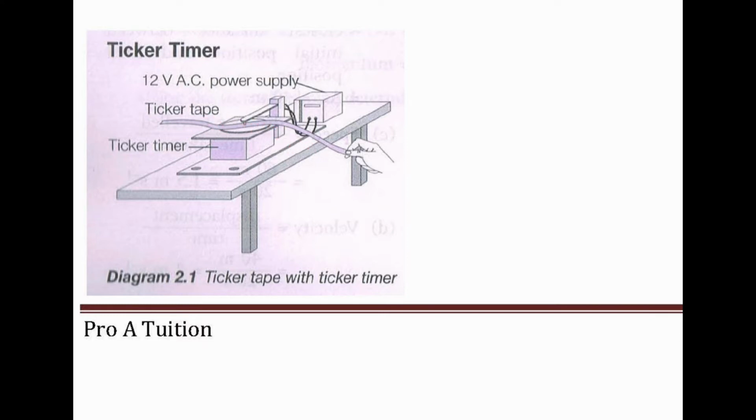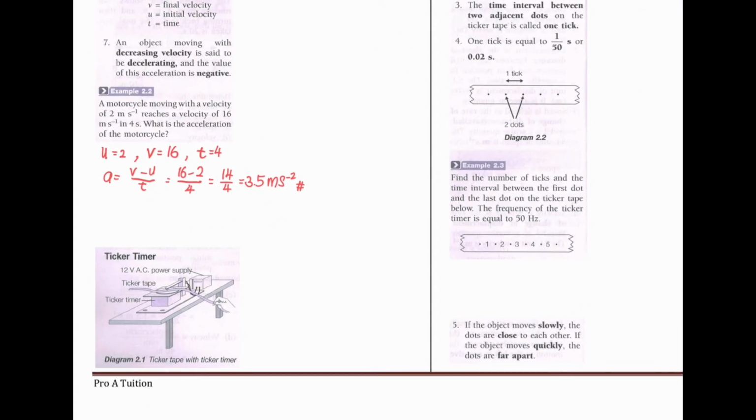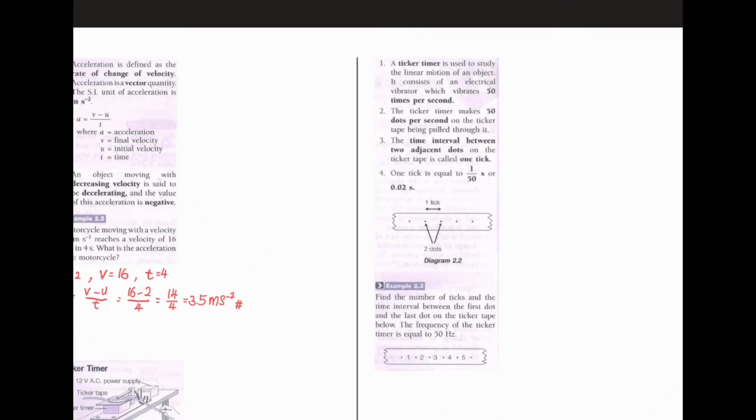And we have a fixed timing. That means in 1 second, this part will form 50 dots. 1 second, 50 dots. That is how fast the thing moves, and we use this information to study the motion of an object. Can you imagine how it works? Okay, so you see the information here.